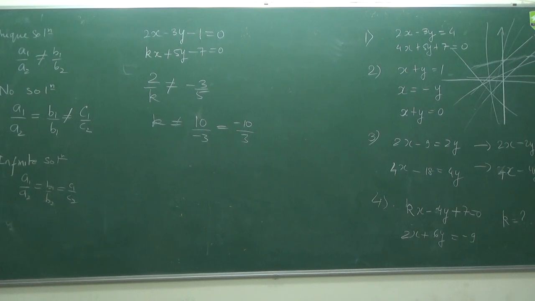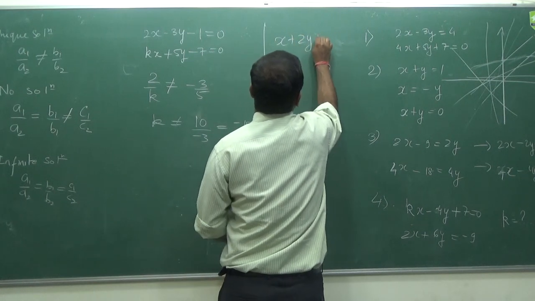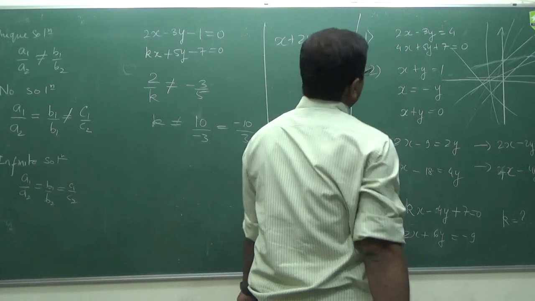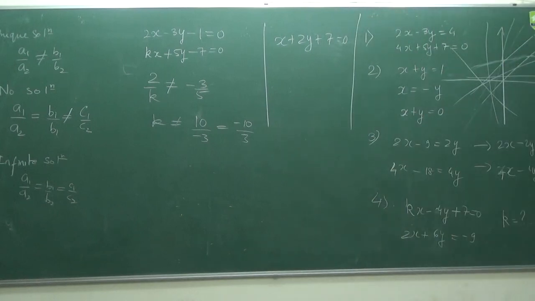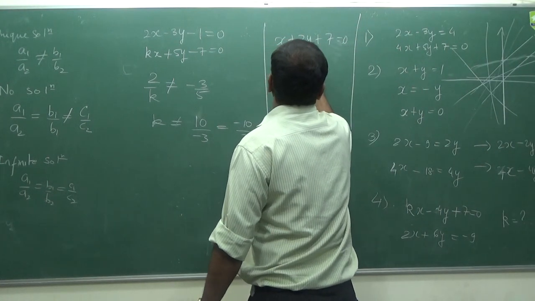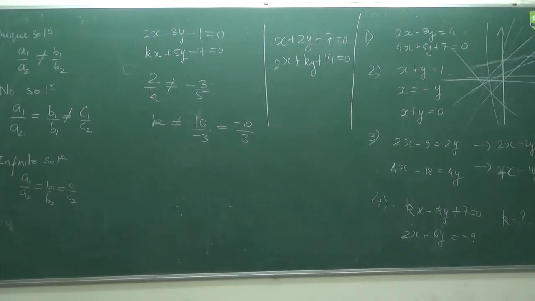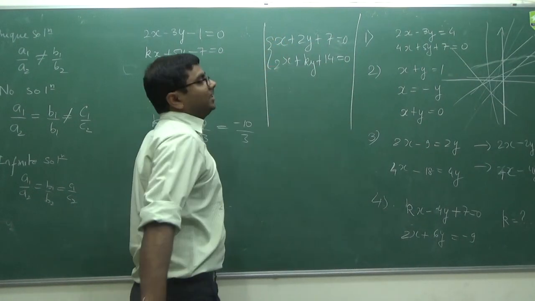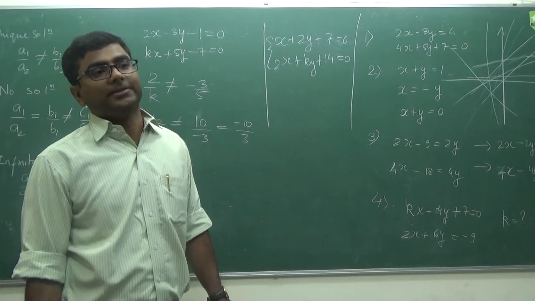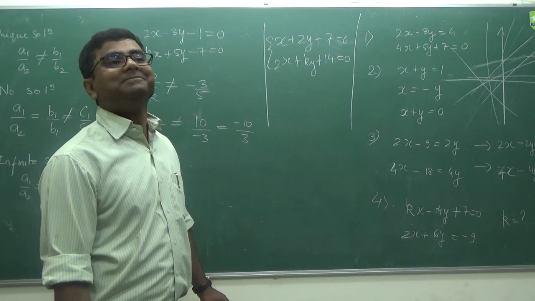For what value of k will the equations x plus 2y plus 7 equals 0 and 2x plus ky plus 14 equals 0 have infinitely many solutions? Or, for what value of k do these two equations represent coincident lines? 7 is to 14, sir. 1, 2, 2, 4.